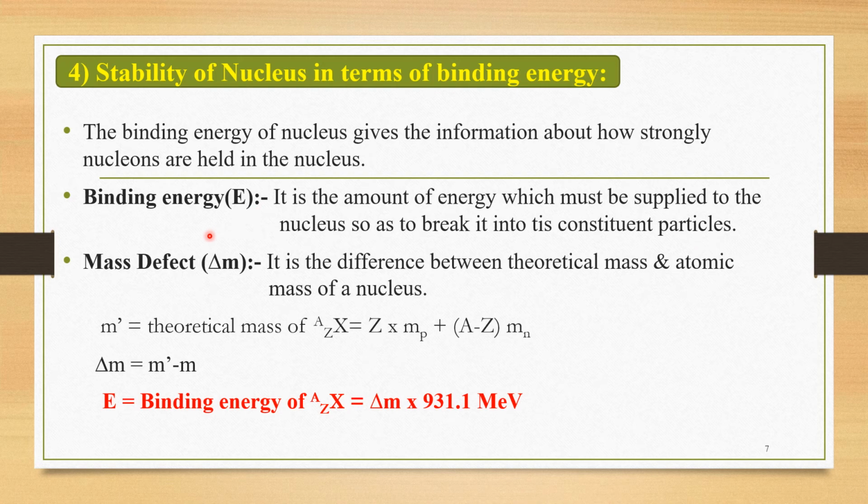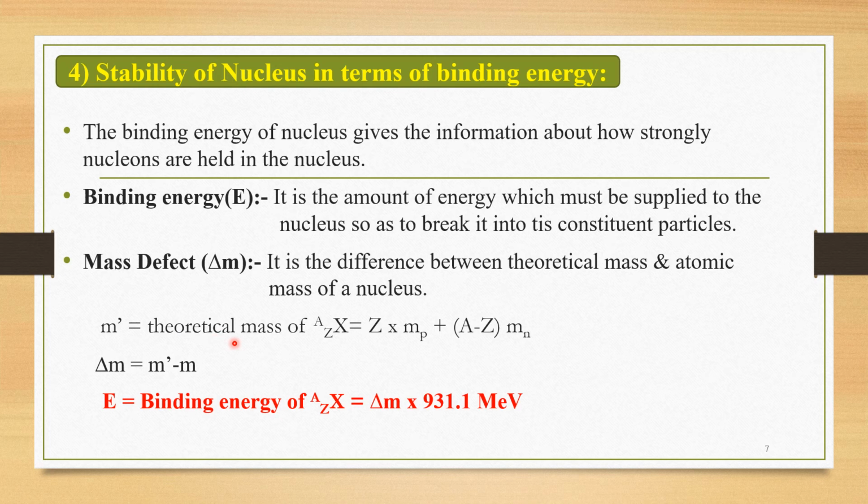The next important concept is the mass defect. It is denoted by delta M. It is the difference between the theoretical mass and the atomic mass of a nucleus. Now, this theoretical mass is calculated with the help of the number of protons present in the nucleus multiplied by the mass of a proton, plus the number of neutrons multiplied by the mass of a neutron. So this is the theoretical mass.